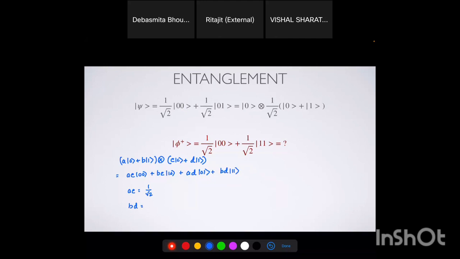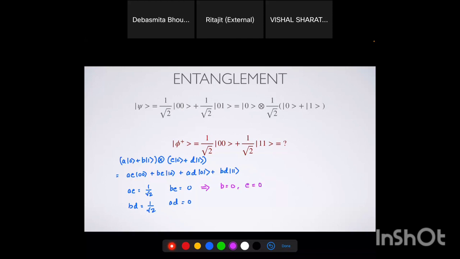Now from this equation, what we have, AC is equal to 1 over root 2, BD is equal to 1 over root 2. Now BC is equal to 0, AD is equal to 0. So we have four unknowns, four equations. We just need to solve it. But let's focus on this part only. BC is equal to 0. When can BC be 0? Then either B is equal to 0 or C is equal to 0 or both of them are 0.